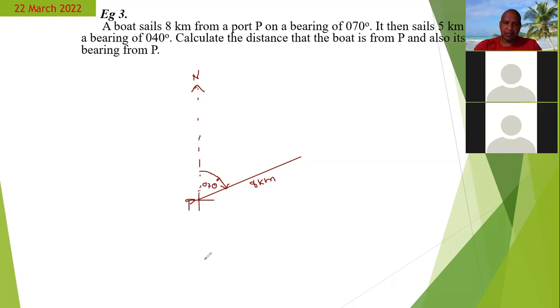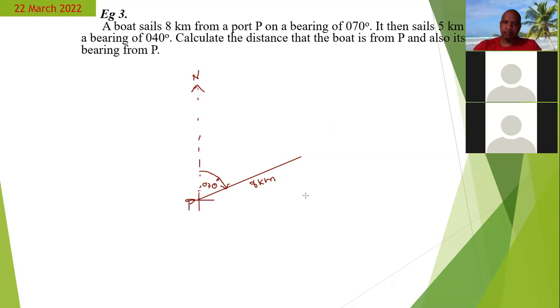So next step now, Miss Wilson, we would. Yes, sir. It then sails 5 kilometers on a bearing of 40 degrees, sir. So starting back from the point P, we want to estimate 40 degrees from there, sir. All right. So there is something wrong with that interpretation, because you have to follow the course of the boat. So if it moves from P, it's going to end at 8 kilometers.